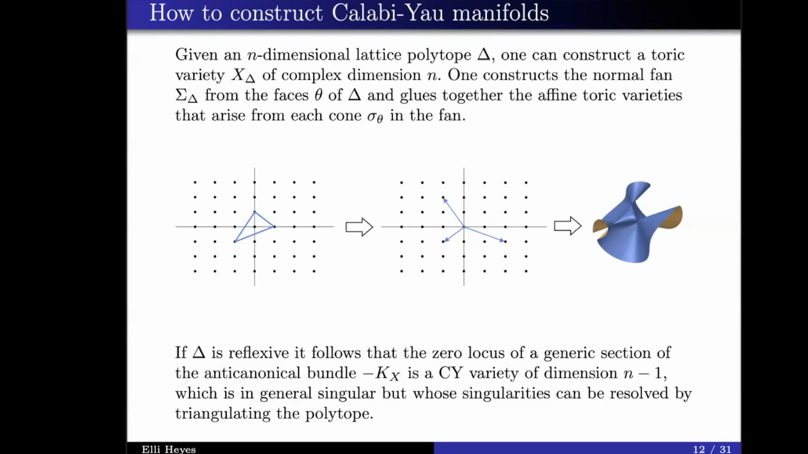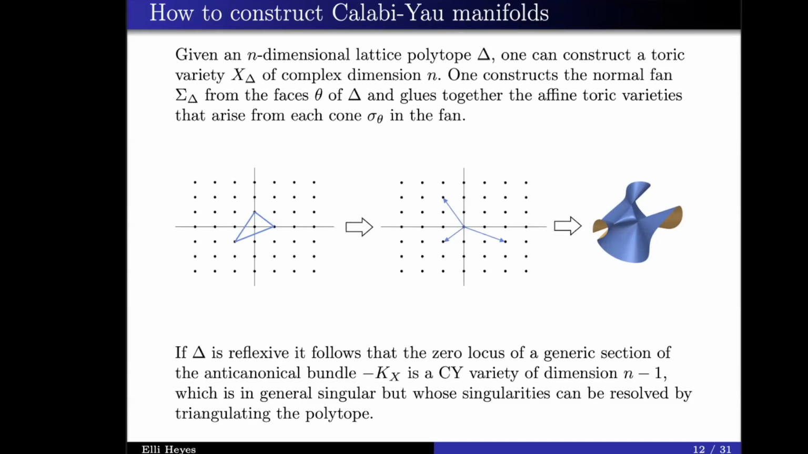Tom did mention briefly that you can get a toric variety from a fan, and a fan is just a collection of cones. So you build an affine toric variety from every cone in the fan, and then you glue these together in some complicated way. But actually you can get a fan from a polytope. So every face in the polytope, every edge in this two-dimensional polytope, gives you a cone in the fan, and then from the fan you can get your toric variety.